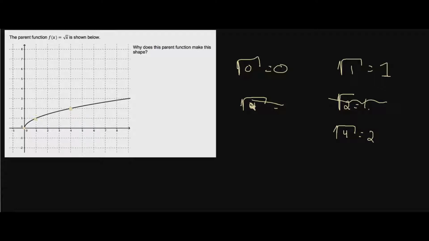Okay, and this is the parent function. So here's our parent function. Let me just rewrite it. Okay, just to introduce, it's the square root. This is a new parent function.